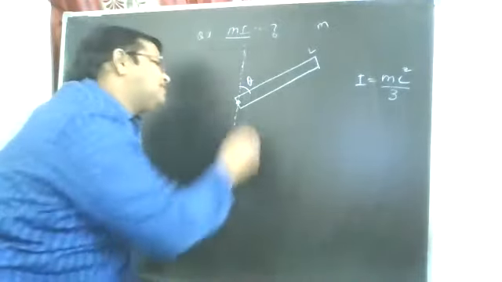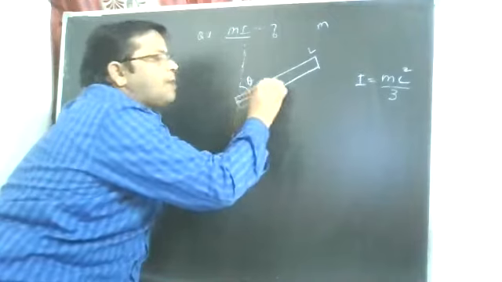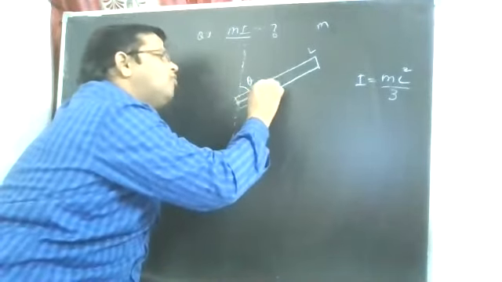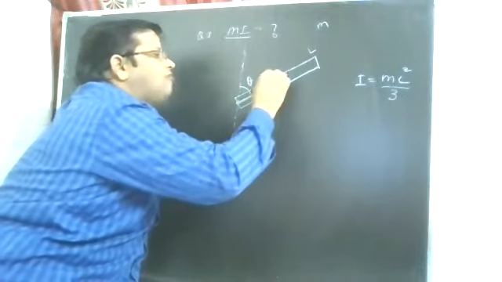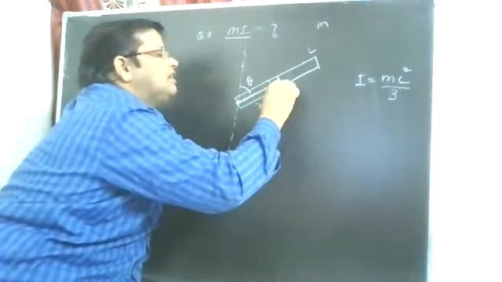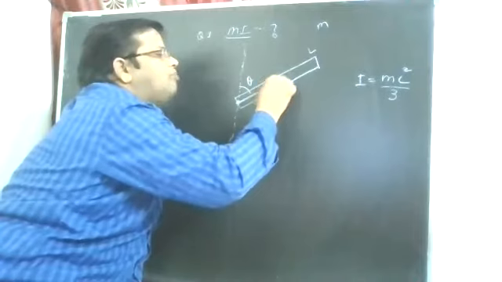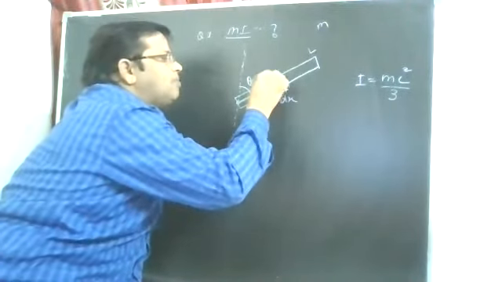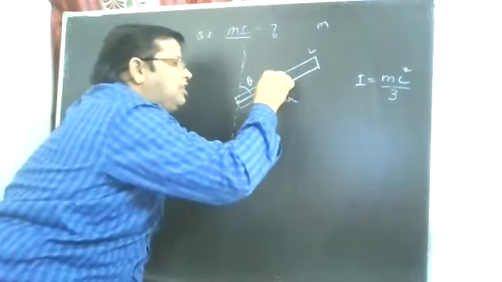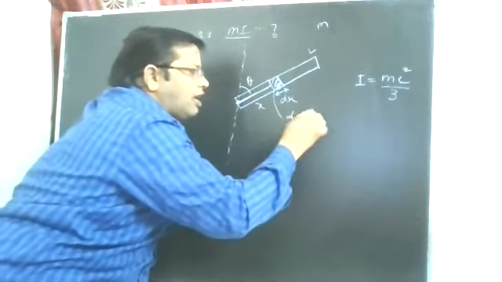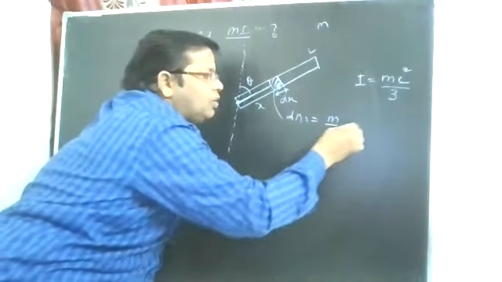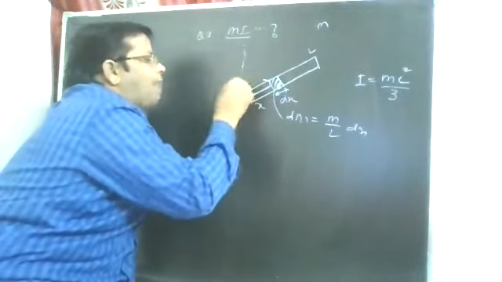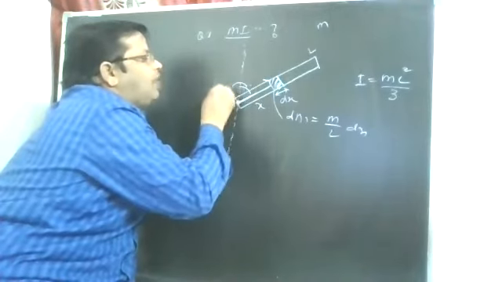Now, in this case, again you go through the same procedure. Move a distance x and a further distance dx. You take a small length of the rod, dx. What is the mass present in length dx? dm, again the same, M by L into dx. Now what is the perpendicular distance? Because we have to take the perpendicular distance.